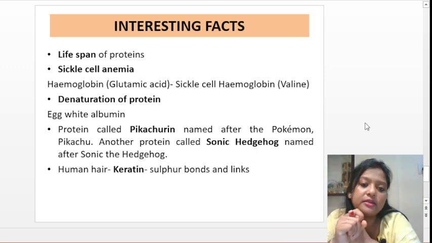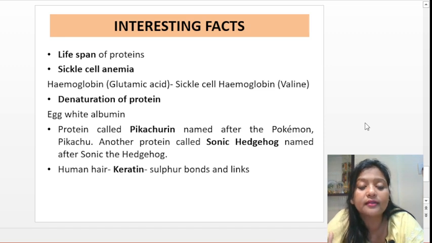Number two is sickle cell anemia. In hemoglobin, we know that hemoglobin carries, what is hemoglobin?